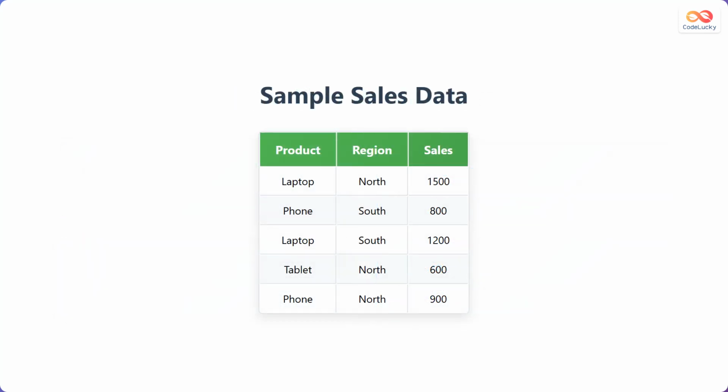Here is a sample sales data table that we can use to work with the AVERAGEIFS function. The table includes columns for product, region, and sales. For example, we have data showing laptop sales in the North region with $1,500 in sales. There's phone sales in the South region with $800 in sales. Laptop sales in the South region with $1,200 in sales, tablet sales in the North region with $600 in sales, and phone sales in the North region with $900 in sales.